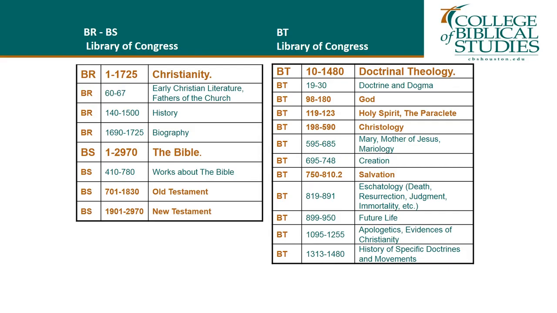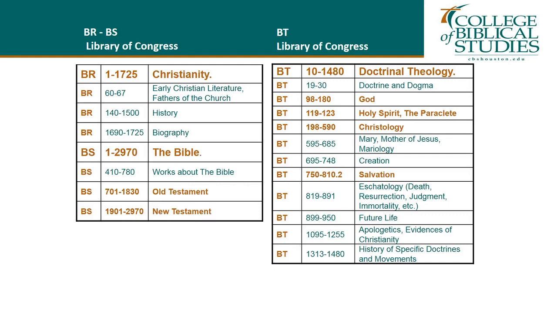Now let's get a bit more detail. The BR category is Christianity. However, there are various subcategories within this category. For example, if you are searching for early Christian literature or information about the fathers of the church, you can go directly to BR 60 to BR 67 and you'll find those resources there. If you're looking for church history, go directly to BR 140 to BR 1500 and you'll find your sources for that topic there.